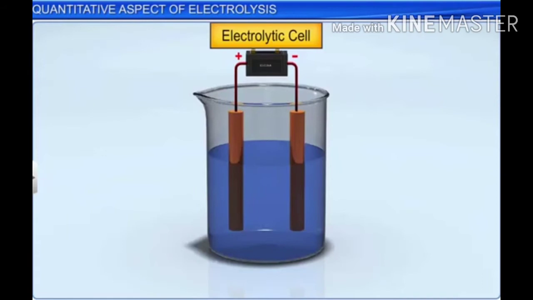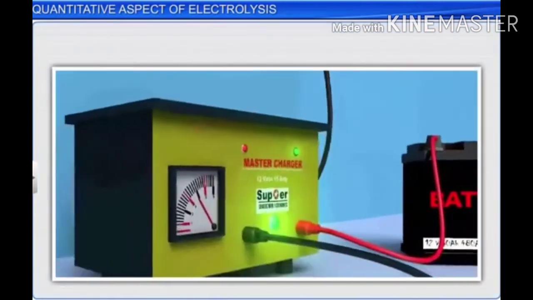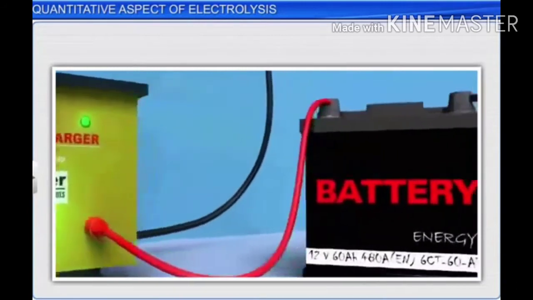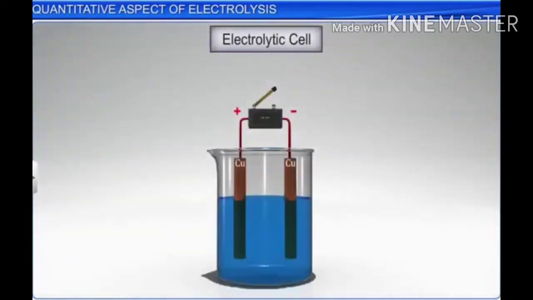An electrolytic cell is an arrangement in which an external source of voltage brings about a chemical change. Since electrical energy is put in, the reaction is non-spontaneous. When you recharge a battery, you are actually running them as electrolytic cells. Let's look at a simple electrolytic cell.